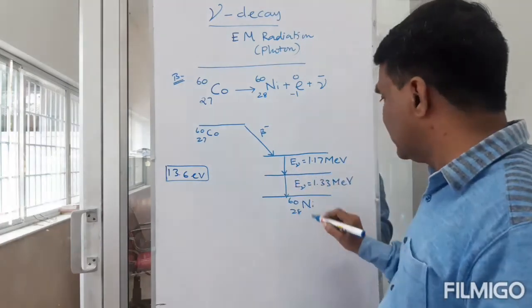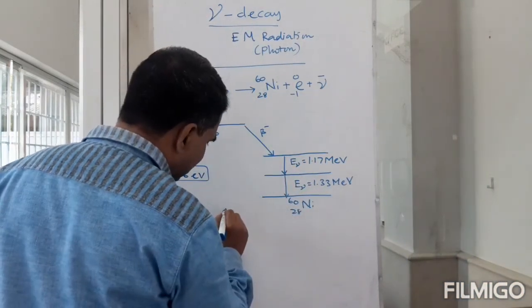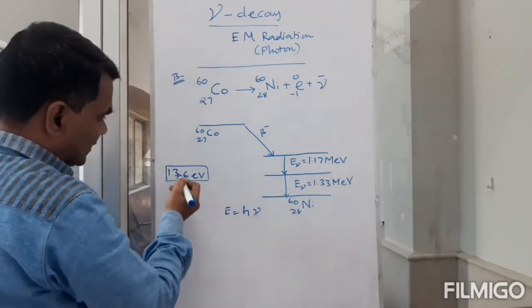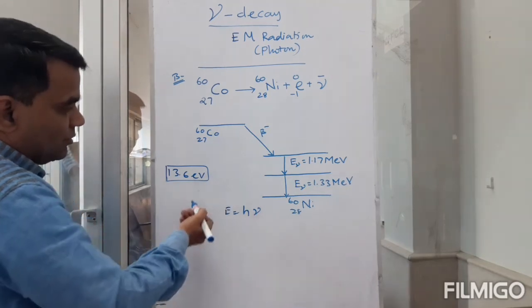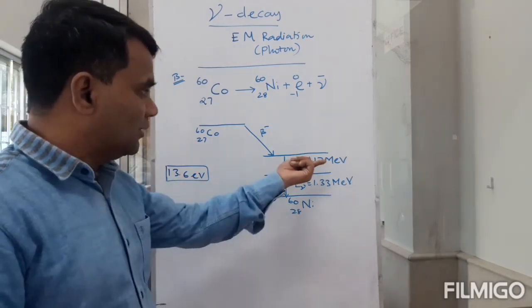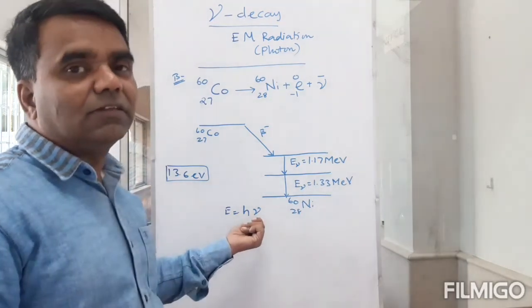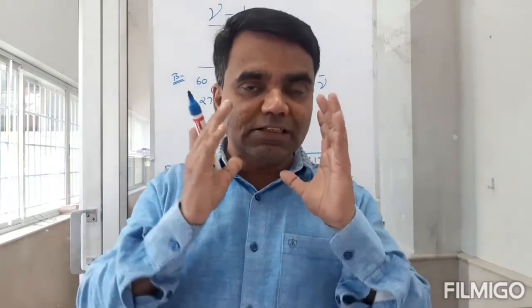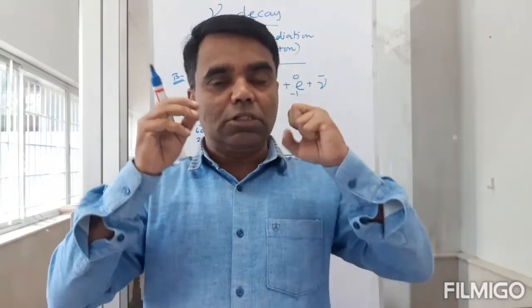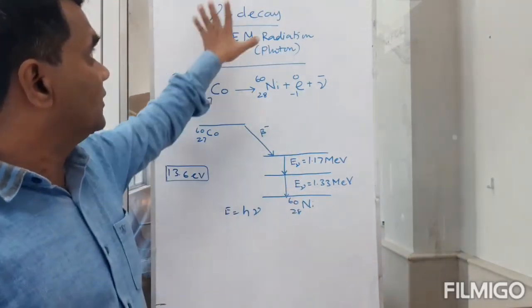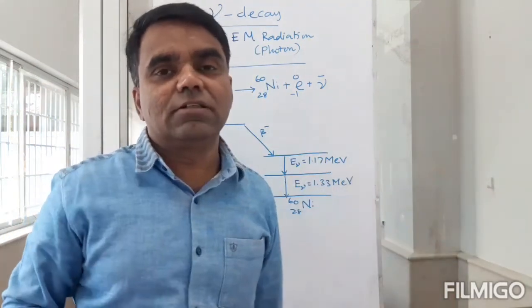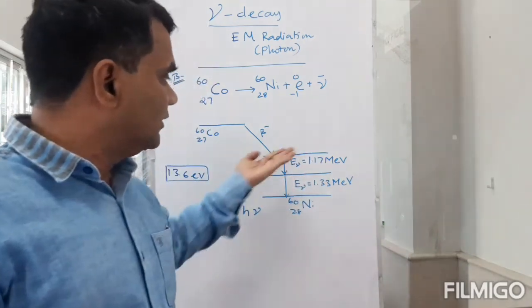Well, you know this, right? E is equal to h nu. So for this, just 13.6 electron volt is equal to h into nu. So the frequency is going to be very small for this. But then look at this. The frequency is going to be really, really high. So gamma radiation has very high frequency and contains a lot of energy. Okay, so we say that gamma decay is actually photon emission, light emission, of very high frequency.